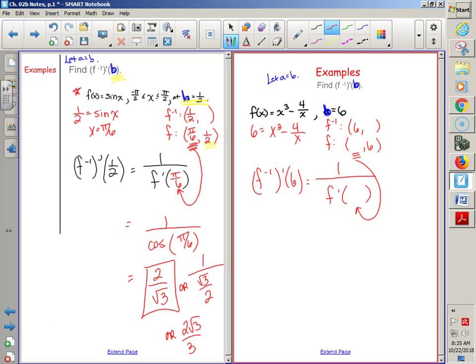Like, does 0 work? Nope. Does 1 work? Nope. Does 2 work? 8 minus 2. What does x equal? 2. How long did that take me? 15 seconds. Did anyone even think to just check?